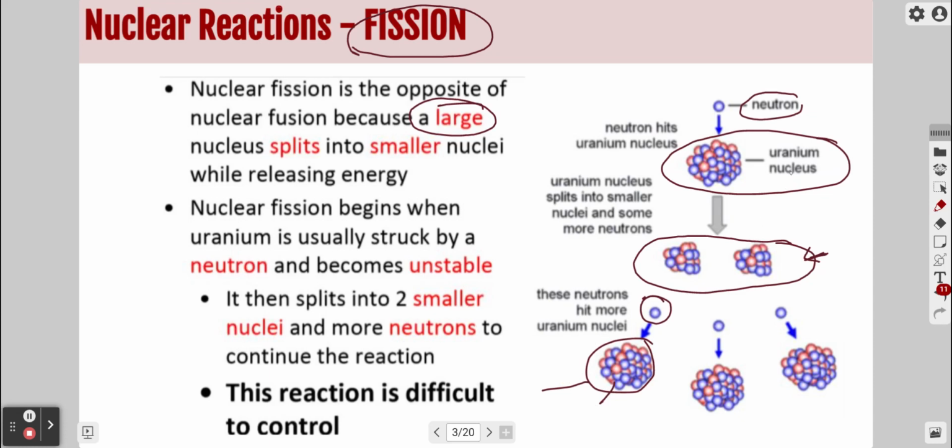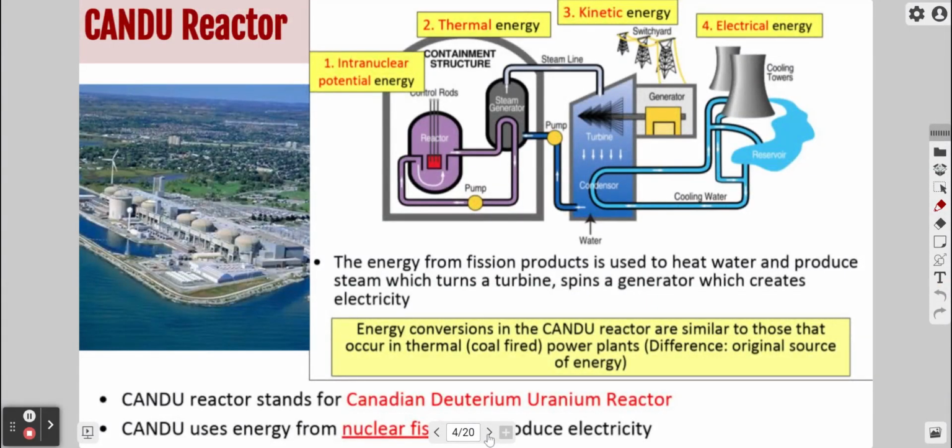These neutrons are created, and they hit more uranium, making more unstable compounds, et cetera. When you break that uranium nucleus, you get smaller nuclei, but you also get neutrons, and you can see you get 3 times the number of neutrons that you started with. So the reaction gets going really fast, which is why it's very difficult to control. That or a similar reaction is happening in a lot of nuclear reactors. One nuclear reactor you should know the name of is the CANDU reactor.